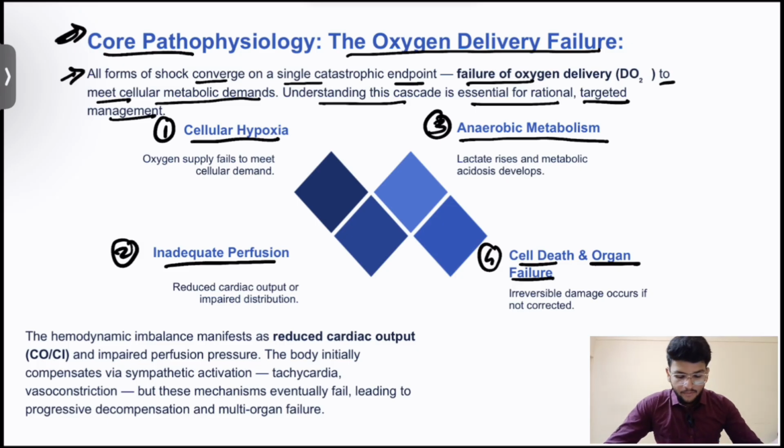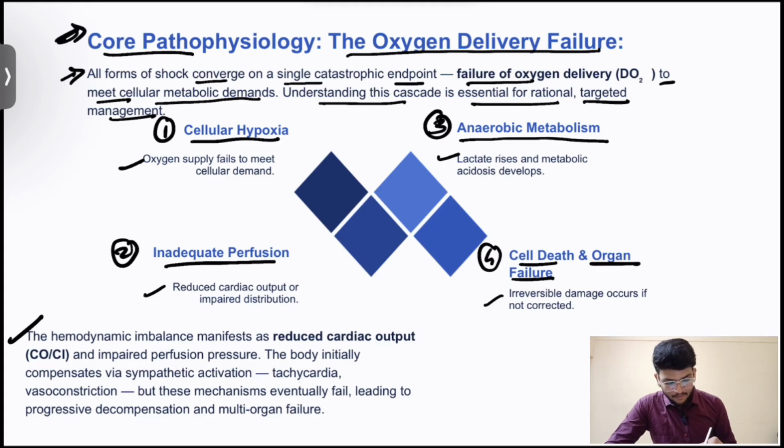In cellular hypoxia, oxygen supply fails to meet the cellular demand of the body. In inadequate perfusion, reduced cardiac output or impaired distribution occurs. In anaerobic metabolism, lactic acid rises and metabolic acidosis develops. In cell death and organ failure, irreversible damage occurs which cannot be corrected.